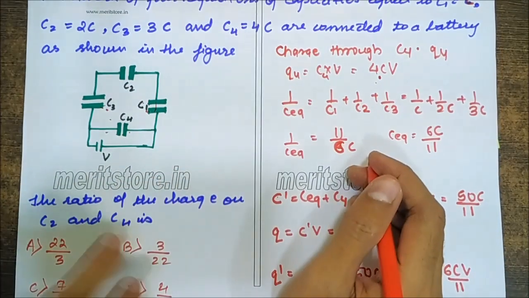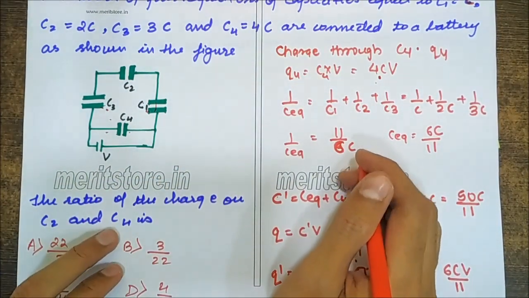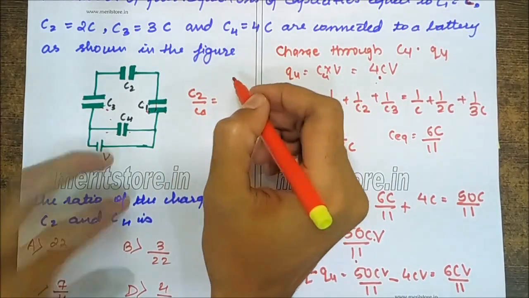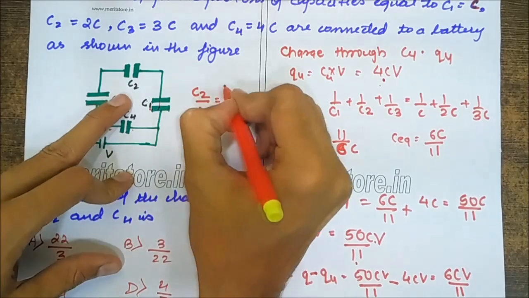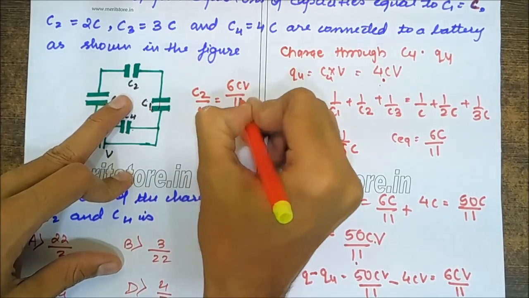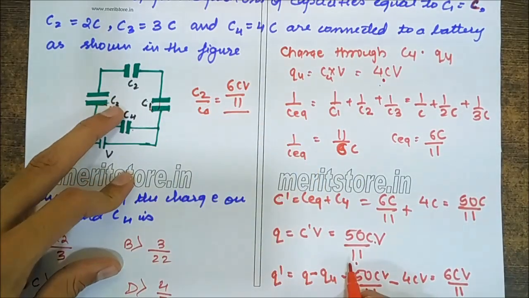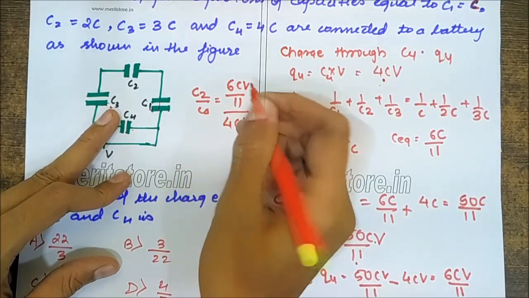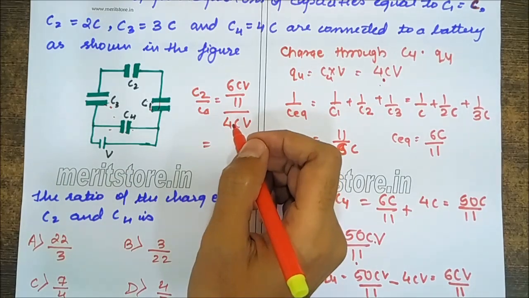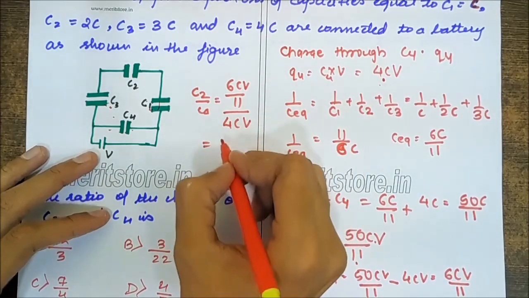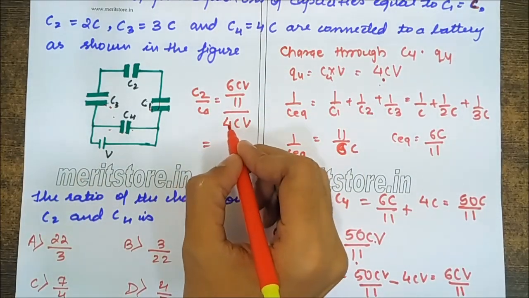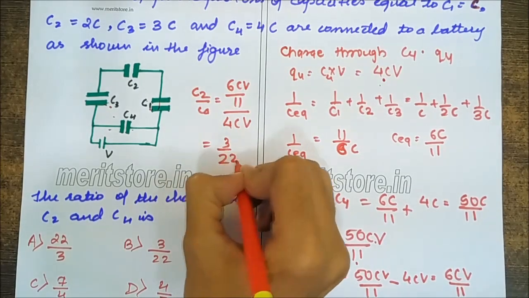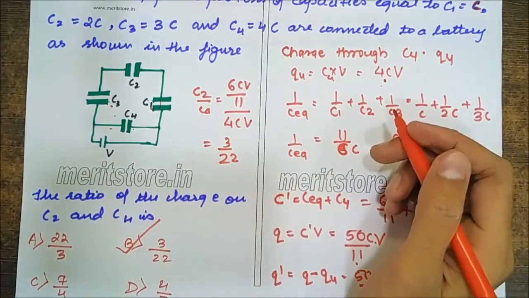So the required ratio we need to find is C2 and C4. So C2 upon C4 will be given as: the total charge passing through C2, which is 6 CV upon 11, upon the total charge through C4, which is nothing but 4 CV. If we solve this, the CV gets cancelled. So we have 6 upon 44, that is 3 upon 22. So B is the correct option.